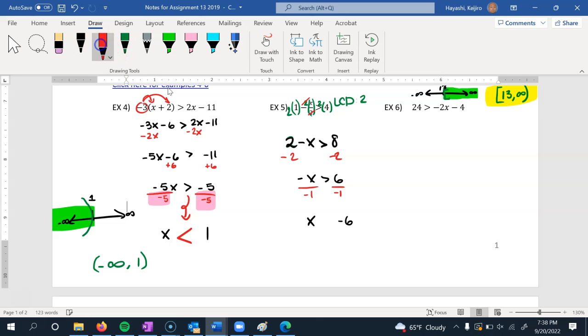But what symbol will be in the middle? Yeah, instead of a greater than like it used to be, it's going to flip around, it's going to be a less than symbol, because we divided by a negative number.